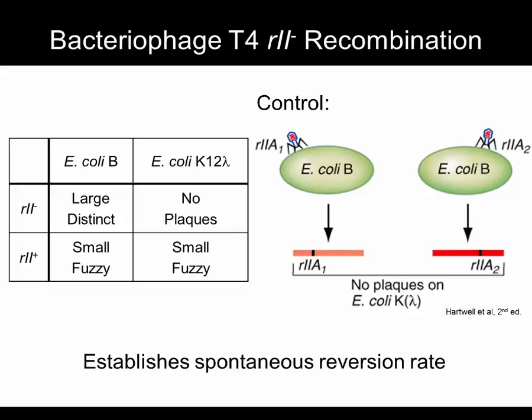Presumably, the same proportion of phage reverted to wild type in our recombination assay, and we need to make sure not to include them in our count of recombinant progeny.